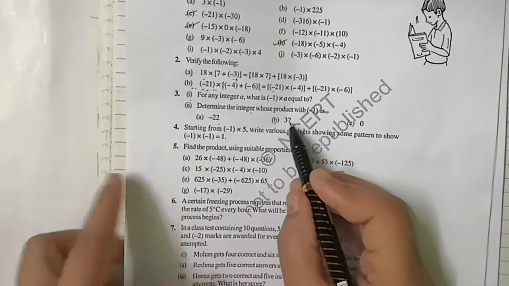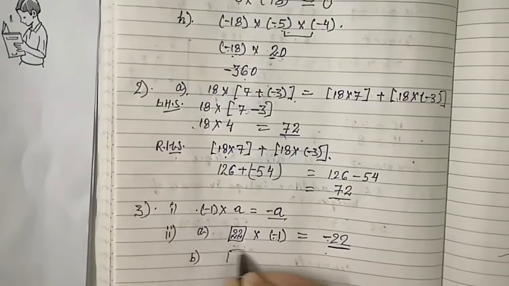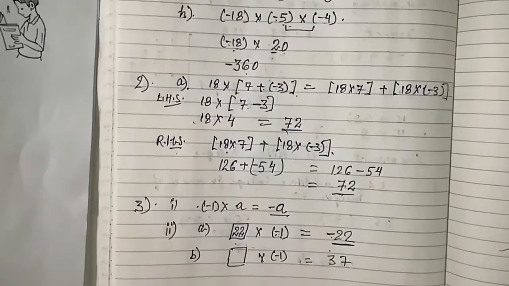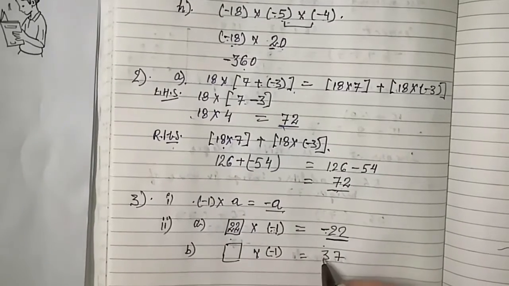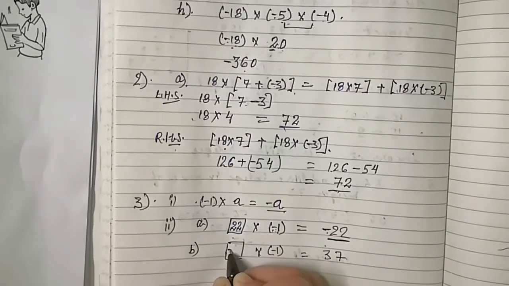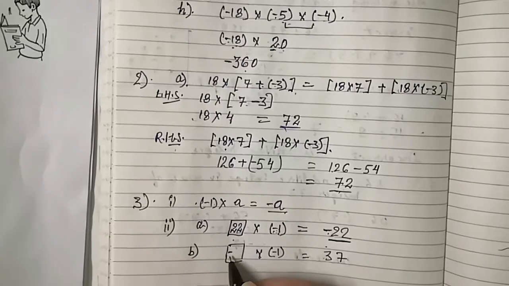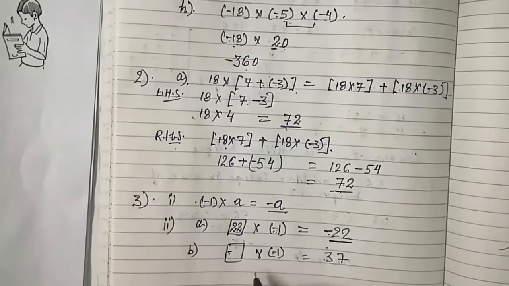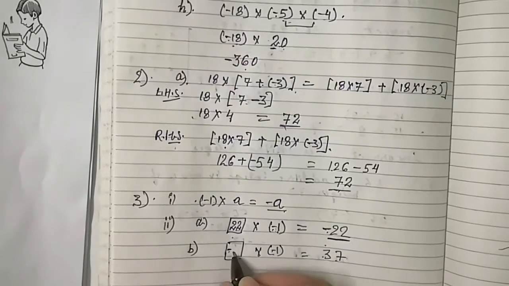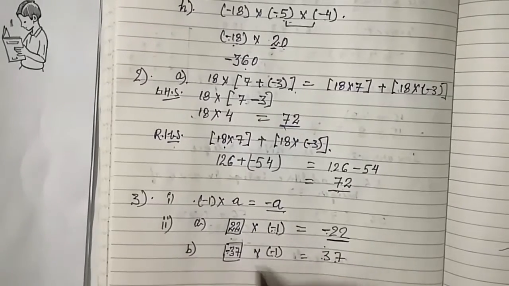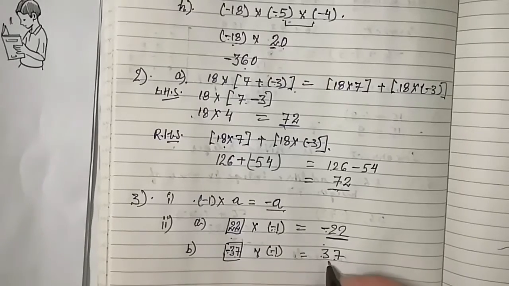Similarly, see question number B, what we multiply by minus 1 to get 37. See here negative 1 is given, but in the answer a positive number is given. It means this digit also will be negative. Then when we multiply, minus minus will be plus here. One thing is clear. Now what digit? The same digit will be here, because 1 is multiplied by this digit. So 37, when we multiply 37 by 1, then we get the same digit.